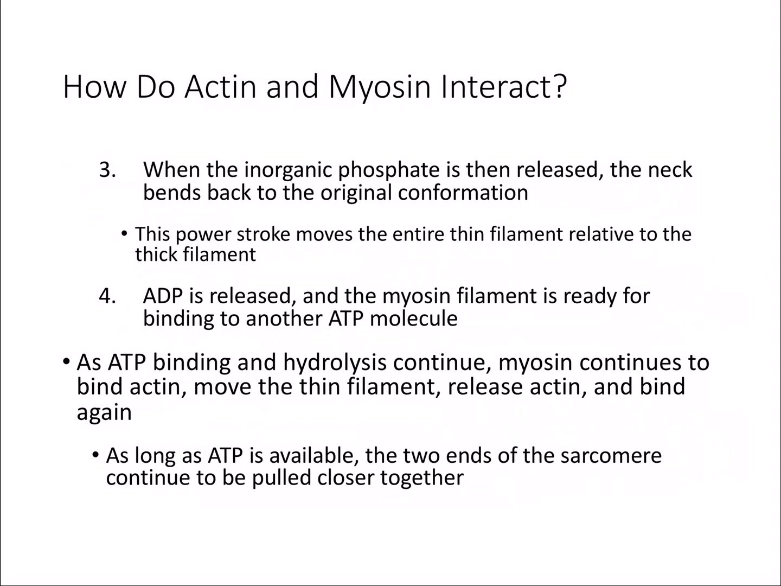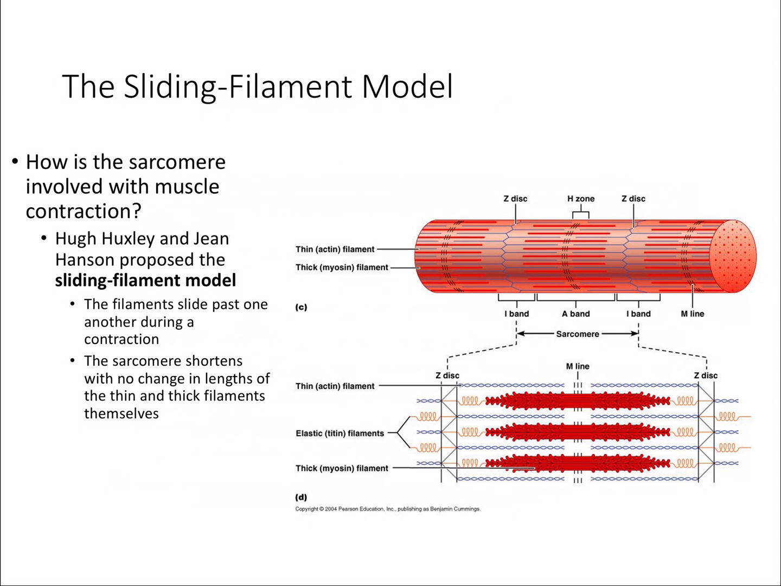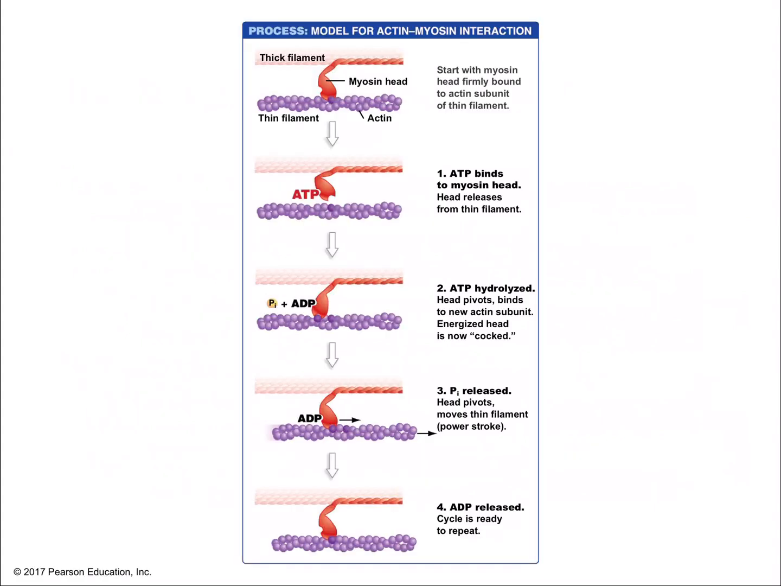In terms of what's happening here, like I said, it's difficult to visualize from a still picture, so I really think it's important that you spend some time on the animations that I will have posted. But here's another look at how this is happening. It starts with the myosin head bound to the actin subunit on the thin filament. ATP binds to the myosin head and releases it. This part is actually really interesting, that the ATP binding releases the myosin head. So when the ATP binds, it signals the release of the actin and the relaxation of the muscle.